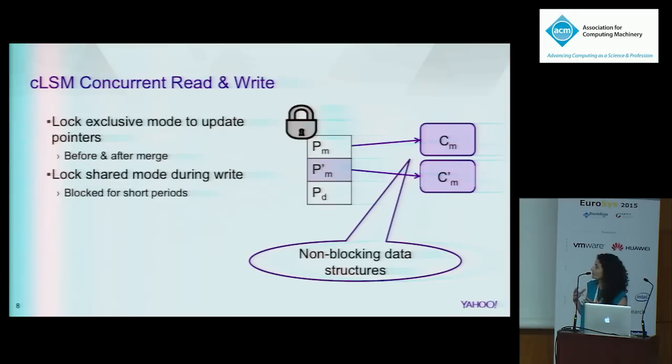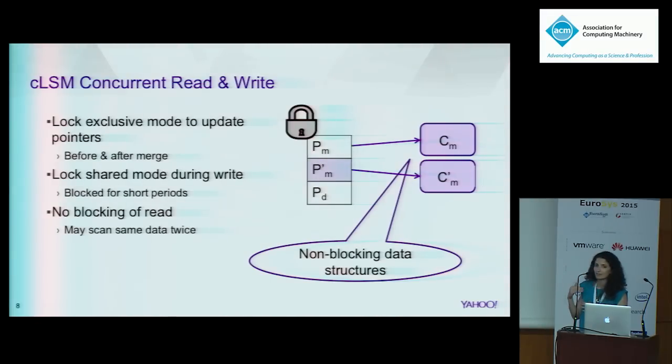A get operation, a put operation takes the lock in a shared mode just during the merge, and it may be blocked, but just during a very short period before and after the merge. But several put operations can proceed concurrently. And finally, a get operation needs no synchronization, it doesn't take the lock.